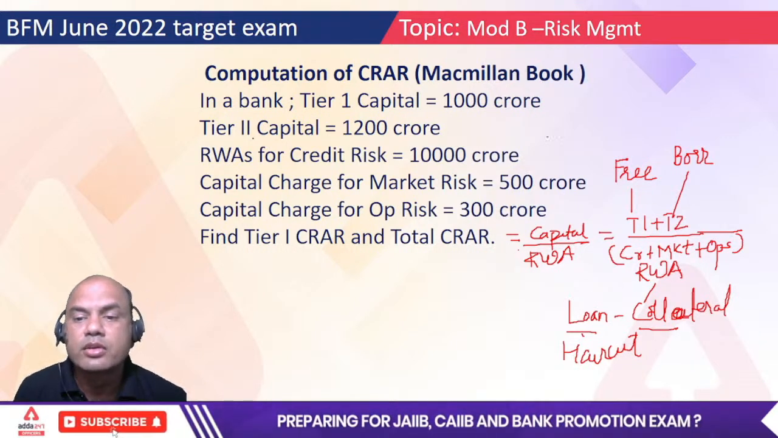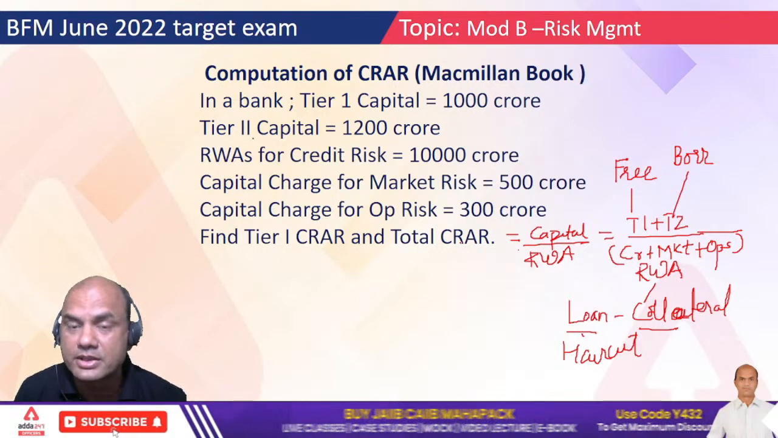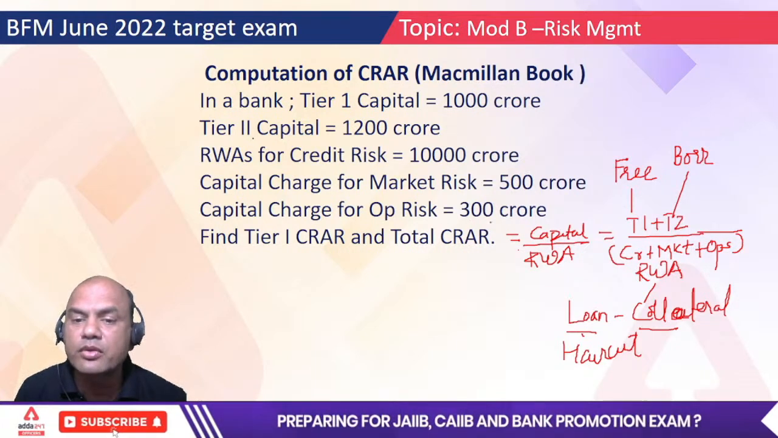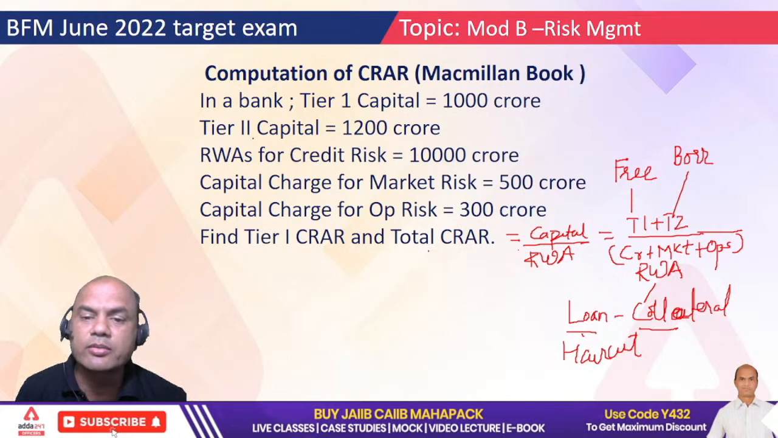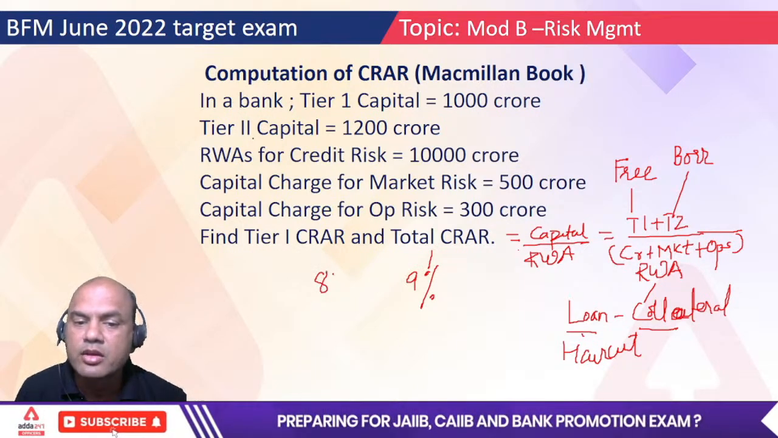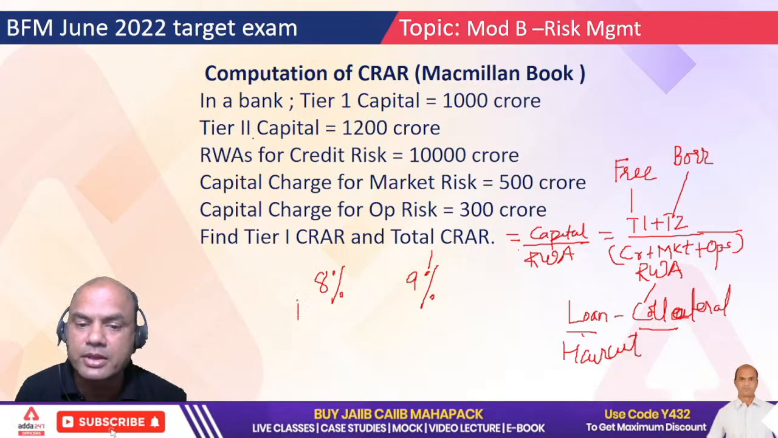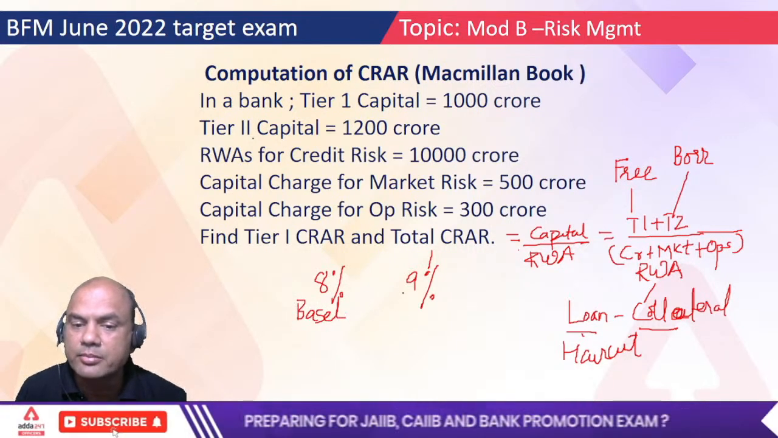Now we got the idea of what is capital, what is CRAR. The meaning of CRAR is how safe that bank is. The general CRAR given by RBI is 9%. For Basel it is 8%. So I'll write it over here: 8% is for Basel, and this is by RBI, 1% extra.